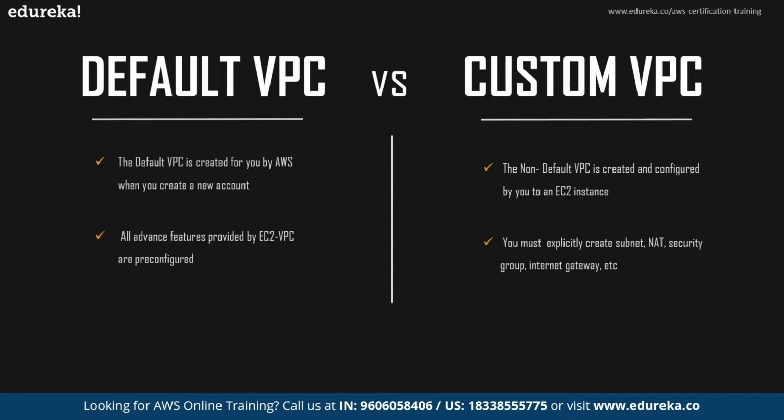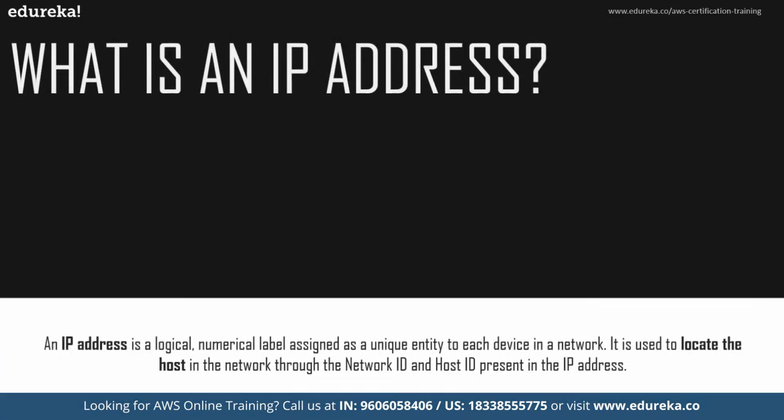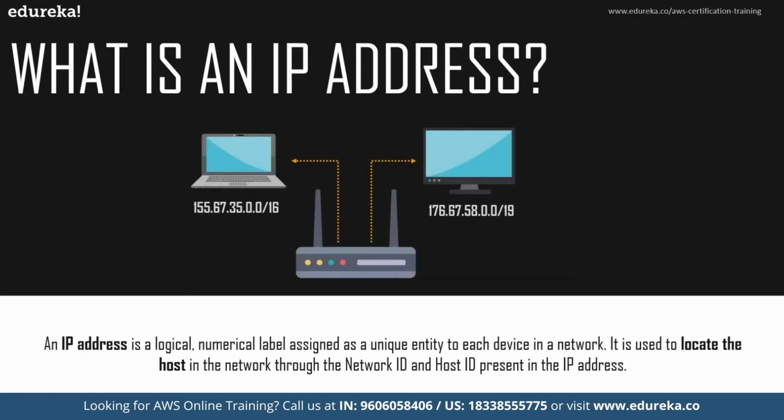Before we move on and understand the components of what makes a VPC, let us first spend some time and understand what an IP address is. The IP address or the Internet Protocol address is a logical numerical label assigned as a unique identity to each device in a network. In more lay terms, it can be understood as every human being has a fingerprint. It is unique to each of us. Similarly, every device which is connected to a network has an IP address which is unique to itself. It's like a fingerprint for that device.